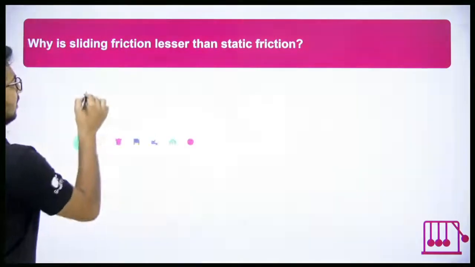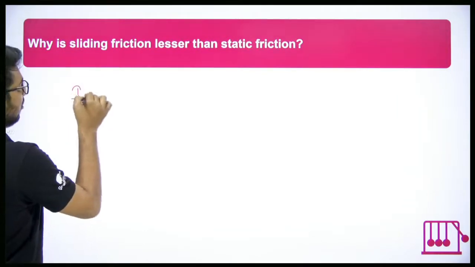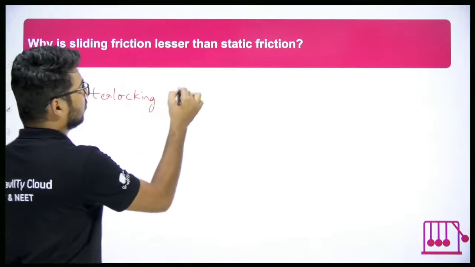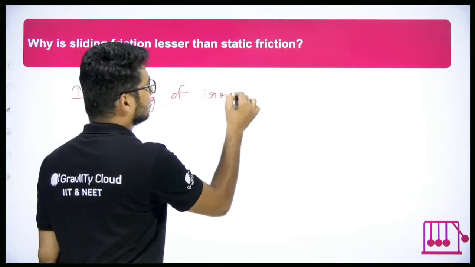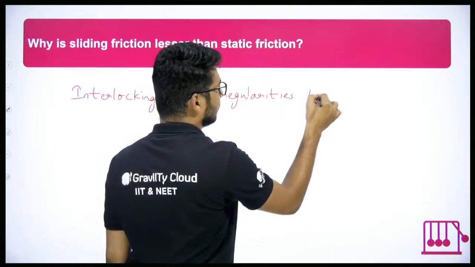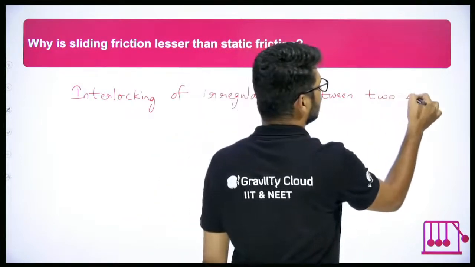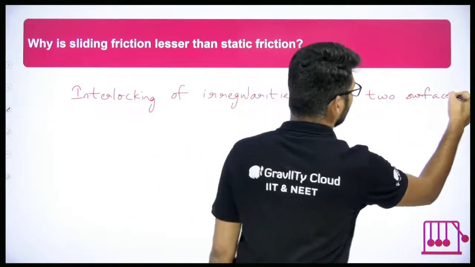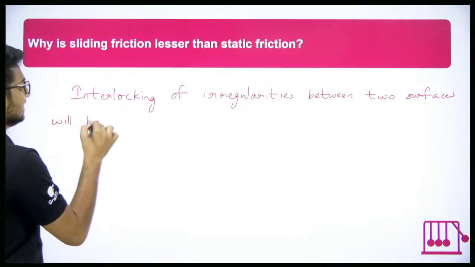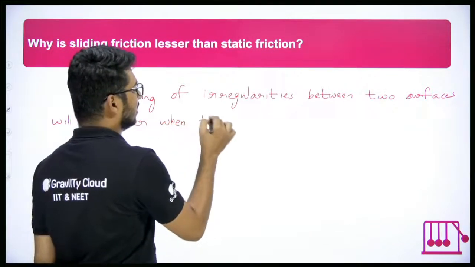If I write down the main point, the interlocking of irregularities between two surfaces will be lesser when the objects are moving.